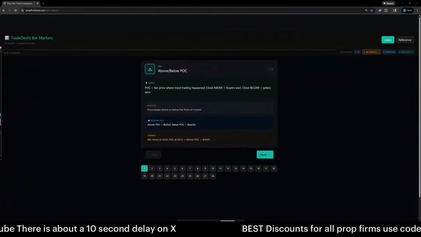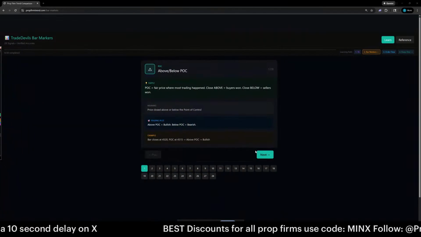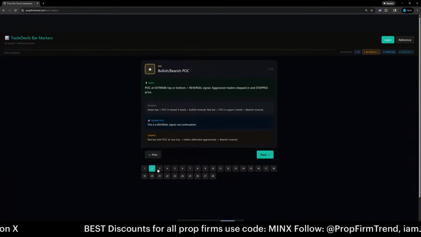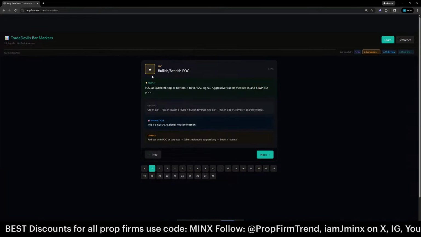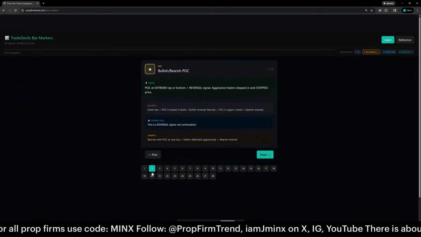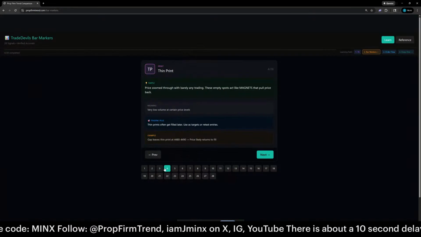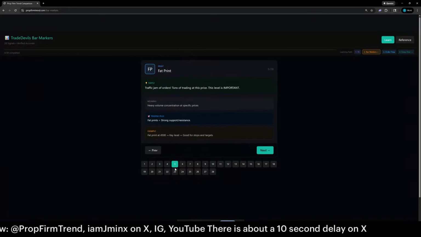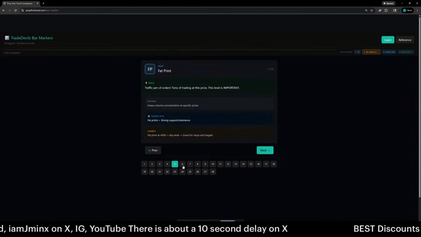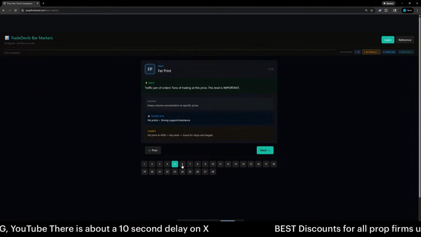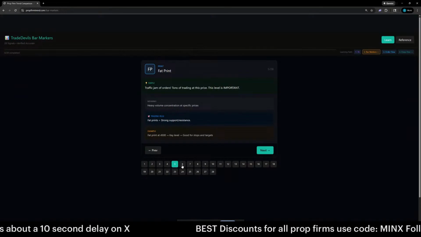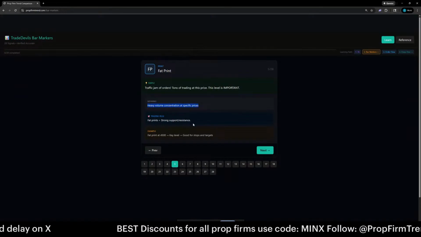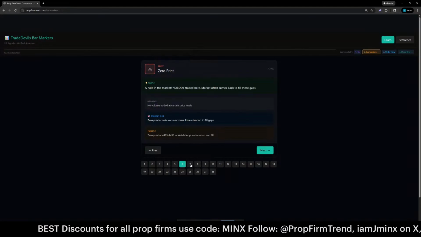So right here, you've got the little bar marker. It tells you what it means, like fat print, traffic jam of orders, tons of trading at this price. This level is important. It tells you there's heavy volume concentration at a specific price.